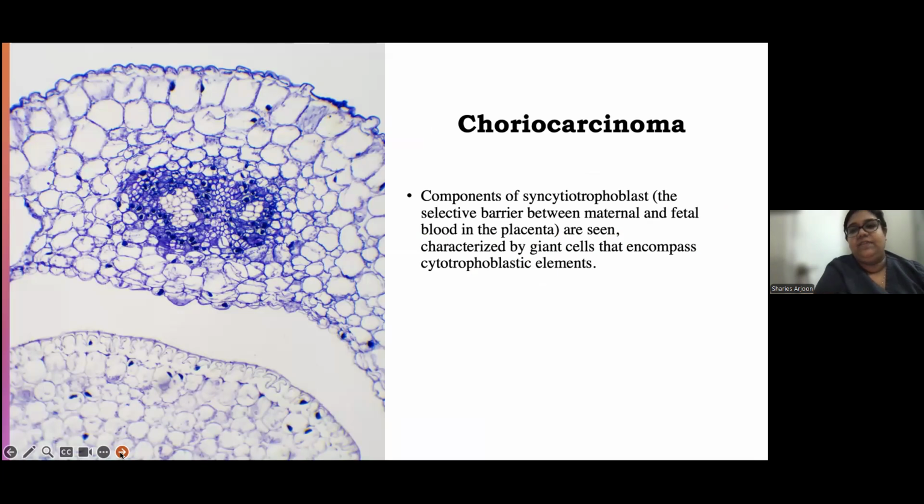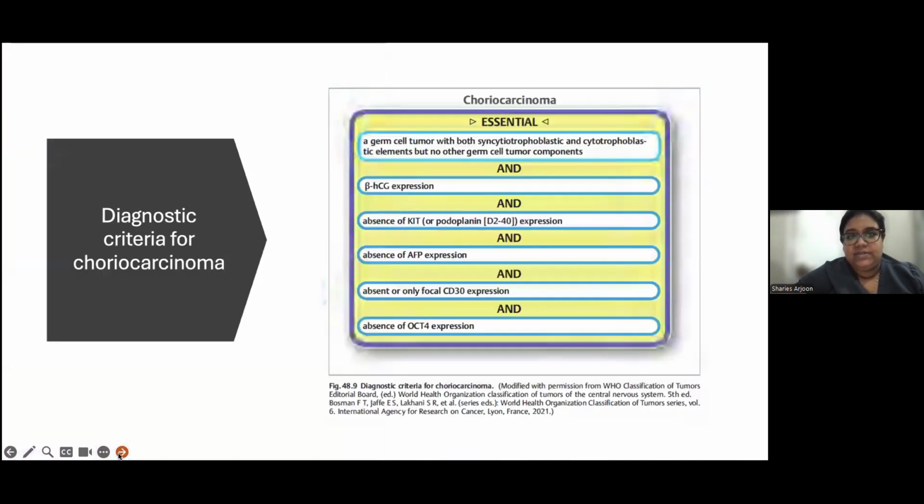Choriocarcinomas, components of the syncytiotrophoblasts, the selective barrier between maternal and fetal blood in the placenta. They are characterized by giant cells that encompass cytotrophoblastic elements. And the diagnostic criteria for choriocarcinomas would include a germ cell tumor with both syncytiotrophoblastic and cytotrophoblastic elements, but no other germ cell tumor components. It would have a beta HCG expression and the absence of KIT expression, the absence of AFP expression, absence or only focal CD30 expression, and the absence of OCT4 expression.